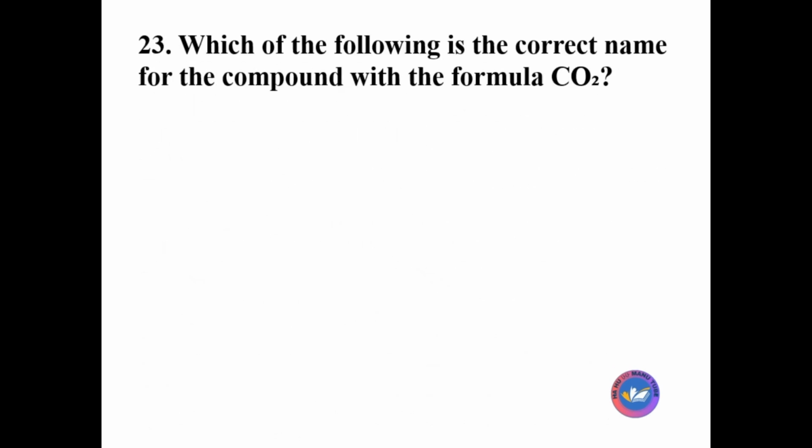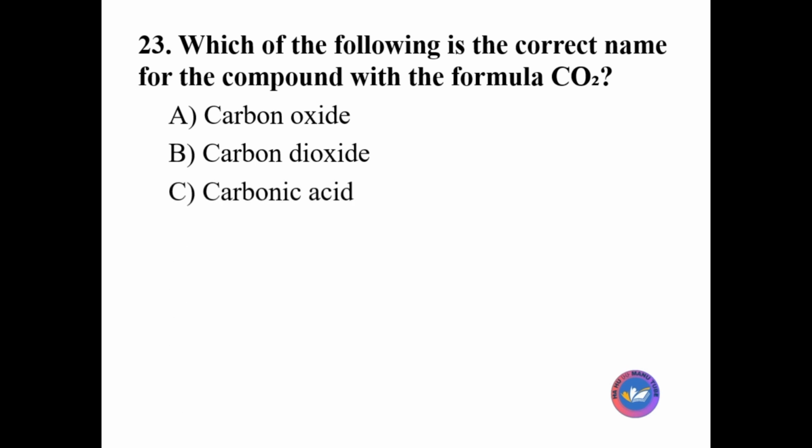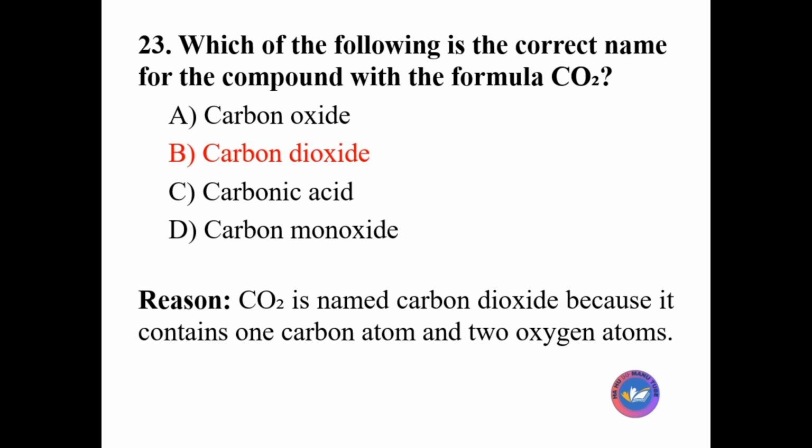Question number 23. Which of the following is the correct name for the compound with the formula CO2? A. Carbon oxide, B. Carbon dioxide, C. Carbonic acid, D. Carbon monoxide. The answer will be carbon dioxide. CO2 is named carbon dioxide because it contains one carbon atom and two oxygen atoms.